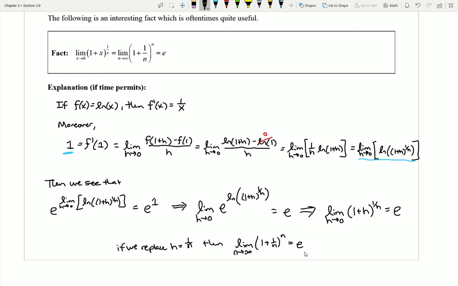Again, this is a really interesting fact that will be useful from time to time in all of your calculus courses.